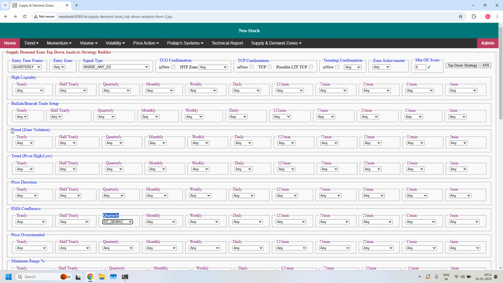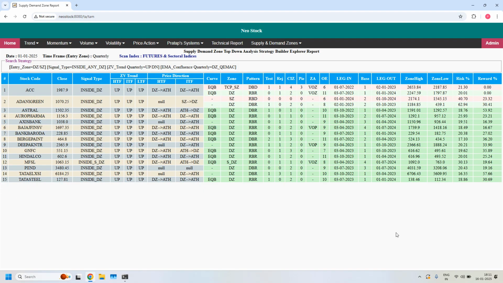So that is the reason why in the trend, zone violation trend, at quarterly time frame, I am selecting up or down. Let me filter. Now the list has come down to 15 from 32. And all these 15 quarterly demand zones are having quarterly EMA confluence.